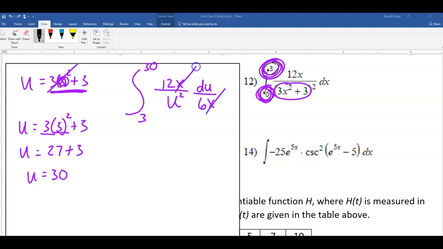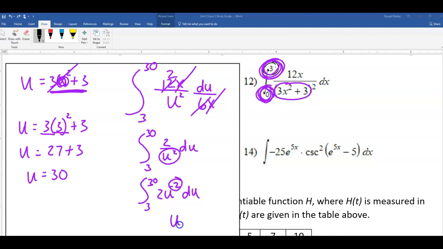The x's go away. 6 goes into 12 twice. And now I'm left with this following simplified expression. And we're ready to go ahead and do the process. So step 1 is to move this guy up to the top and make the power a negative. Step 2 is to go ahead and integrate. So if I add 1 to this, I get u to the negative 1. And we'll also divide by that value.